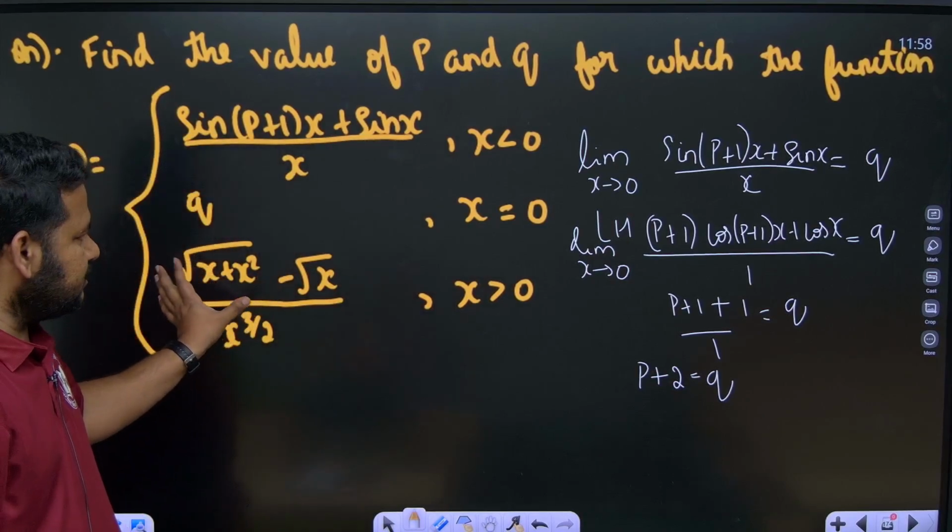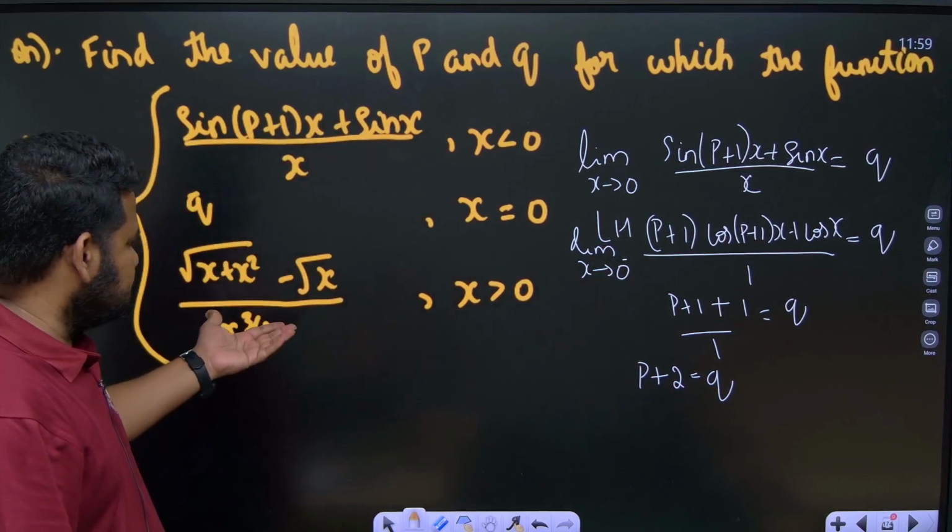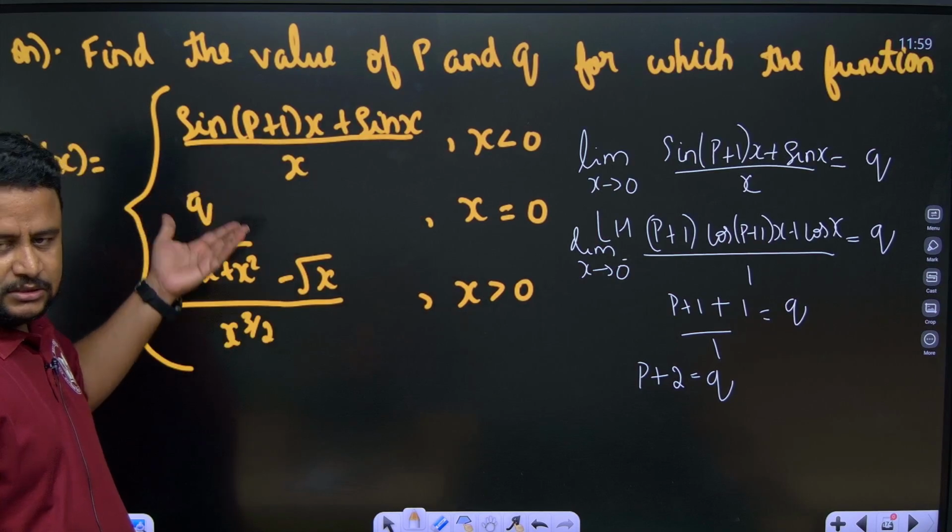They are telling us this is x tends to 0 minus. Now let us take the right hand limit. So this will also be equal to q, right? This will also be equal to q.